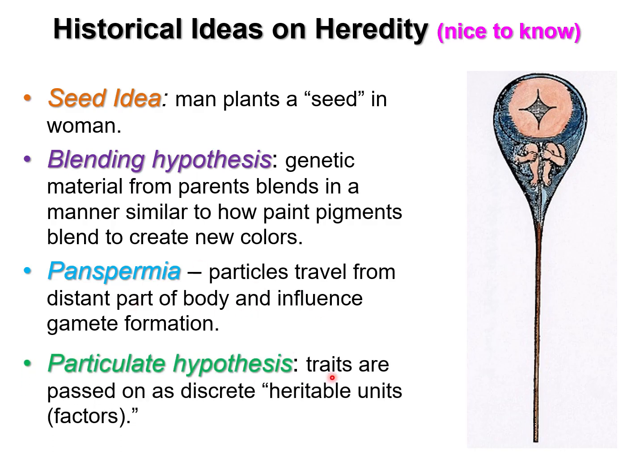And then lastly, this particulate hypothesis: traits are based on discrete heritable units, factors. Again, not unlike blending. Each of these has some aspect that gets into the modern understanding of heritability. This idea that we do inherit things from our parents. They blend in some cases. Yes, we are implanting material from the man into the woman. And there are aspects of panspermia, that is, that we do have some segregation and so forth going on of traits.